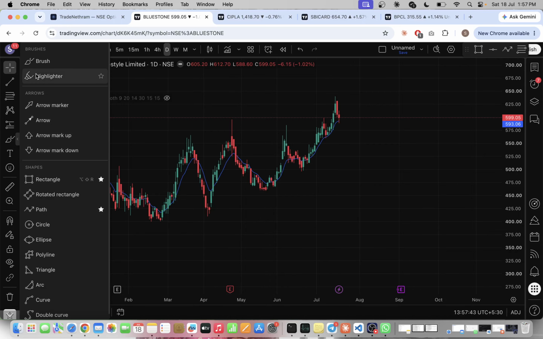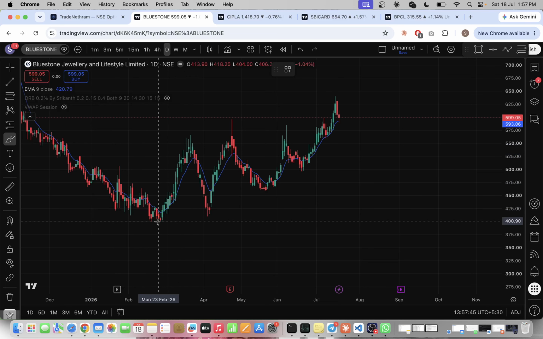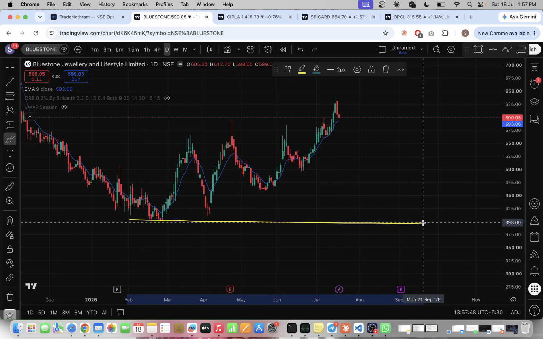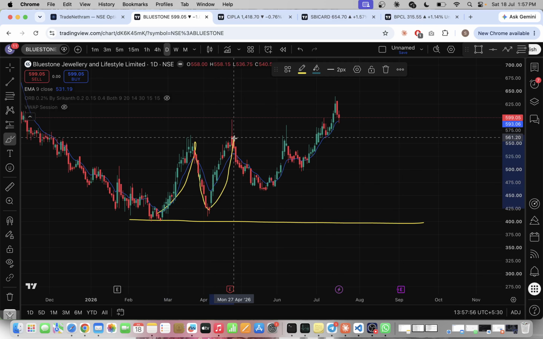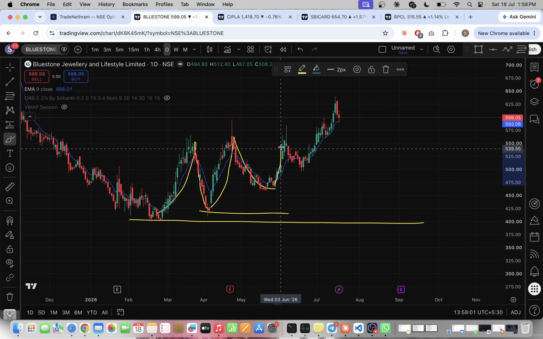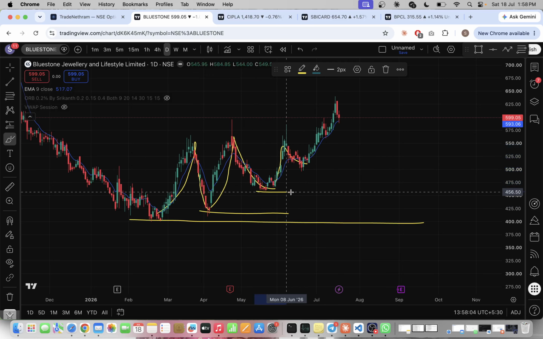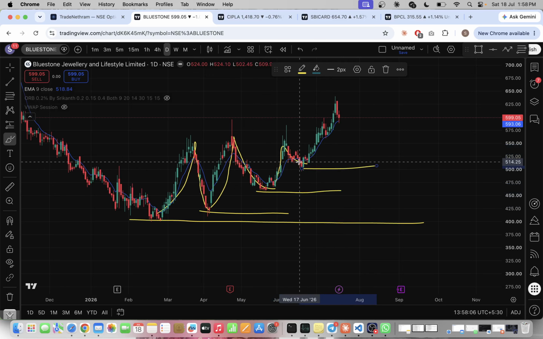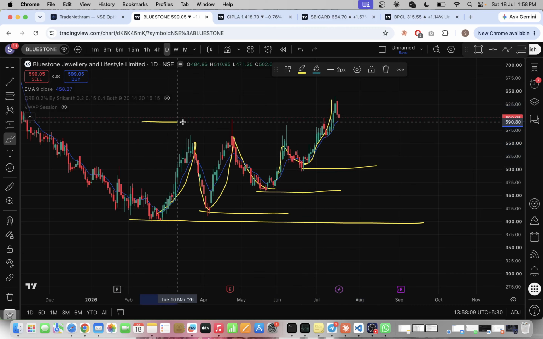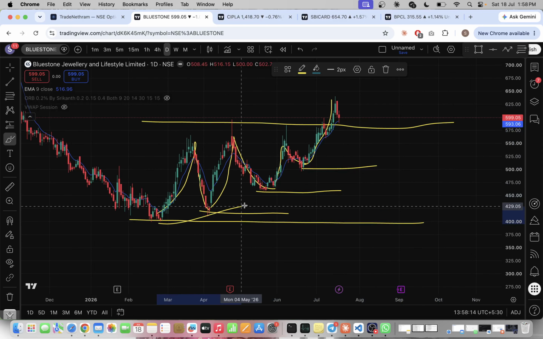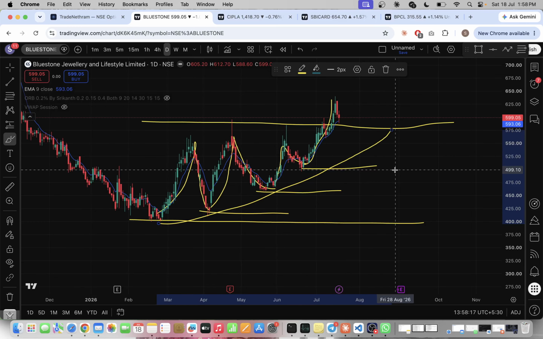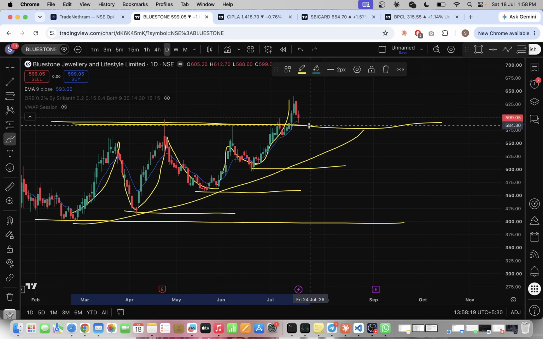Let me take the brush. So here the low has been formed, and it moved up, then again came down. Here this low did not break, again it moved up, it came down. Here the low did not break, here there is a low, again it moved, again it came down. Here the low did not break, here also did not break. Now it broke all the highs over here. So maybe you can even call it a triangle pattern or whatever pattern you want to call it. But here this high has been broken.